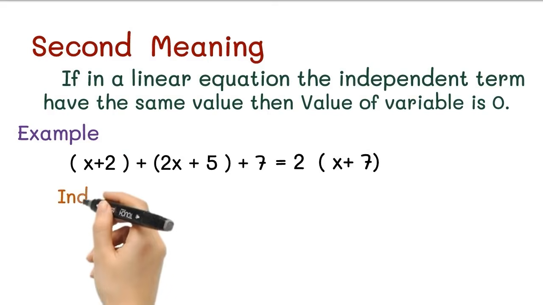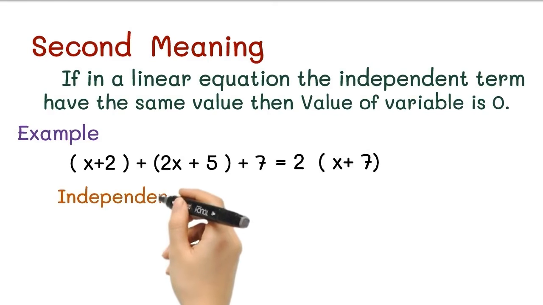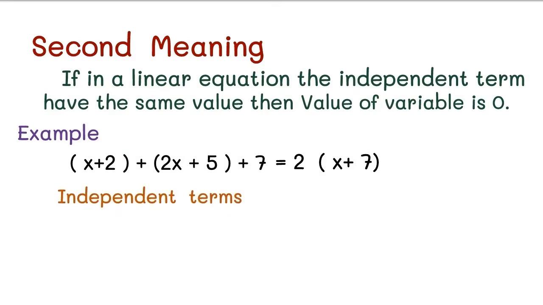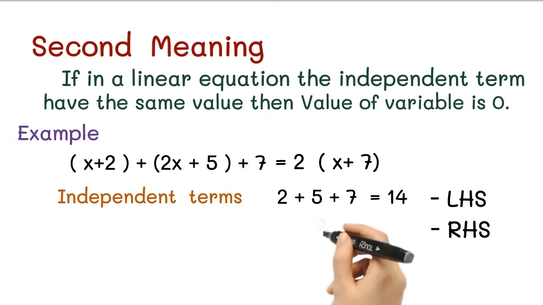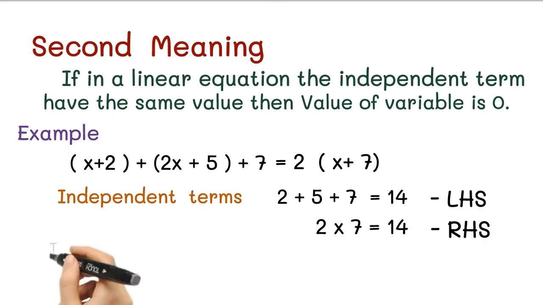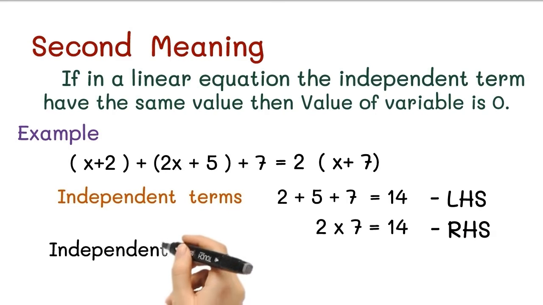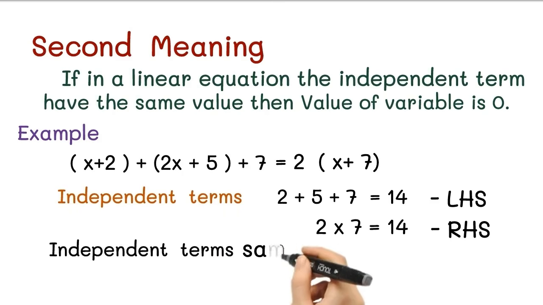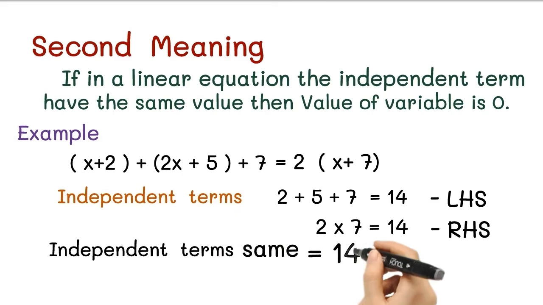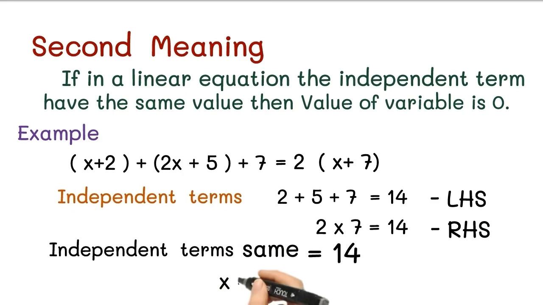In this equation, let us take first of all independent terms. So 2 plus 5 plus 7 equals 14 on LHS. And similarly on RHS you can see 2 multiplied by 7 equals 14. So on both sides independent terms are same, which is 14. So that reason we can equate variable with 0. So the solution of this equation is x equals 0.